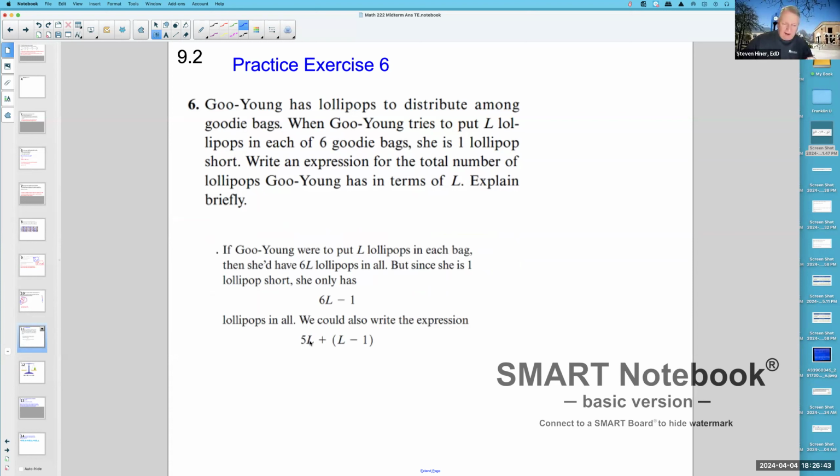Now, you could also write it as 5 complete bags plus L minus 1. This is probably the most logical, 6L minus 1. Okie dokie. I do like that though, because it's showing you that you have 5 full bags and you're missing 1 out of the other one. But either way, they work out the same.